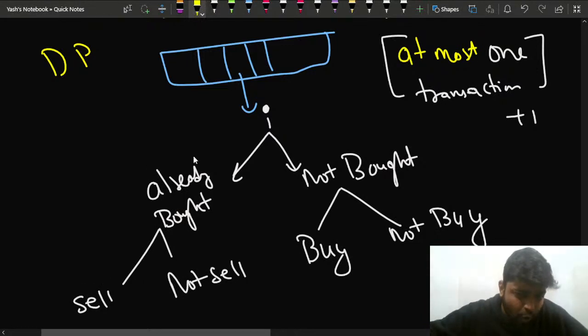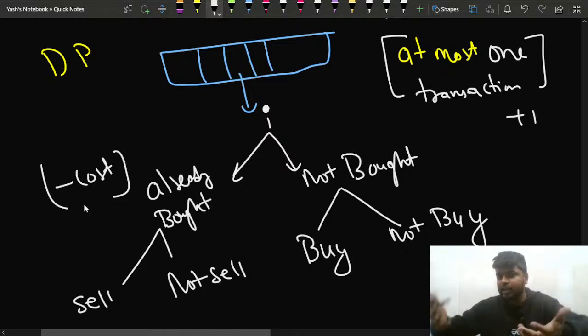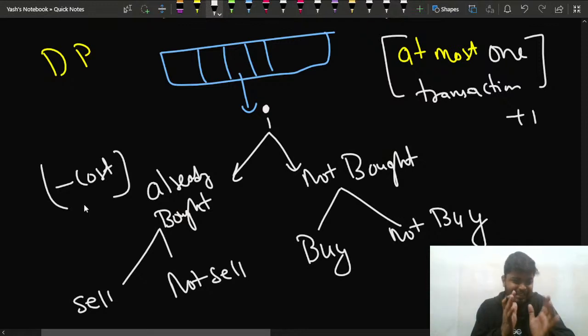So if I have already bought a stock, that means I would have minus a of i, right? I would be having minus cost, because I must have paid some cost for it, which is currently considered negative for me because I have bought it. I haven't sold it. When I sell it, I'll add the selling price to it. So it would be selling minus cost, right?